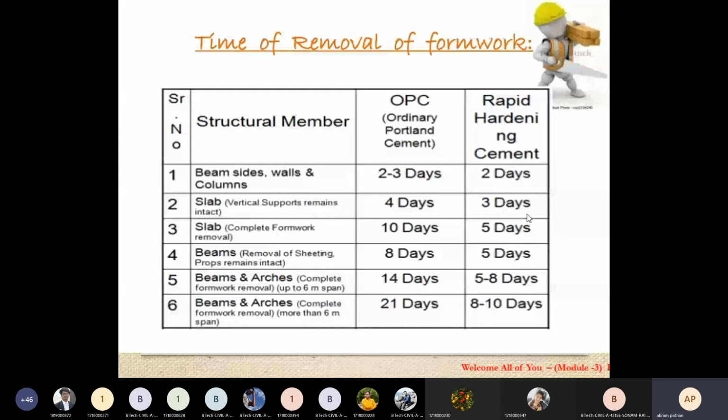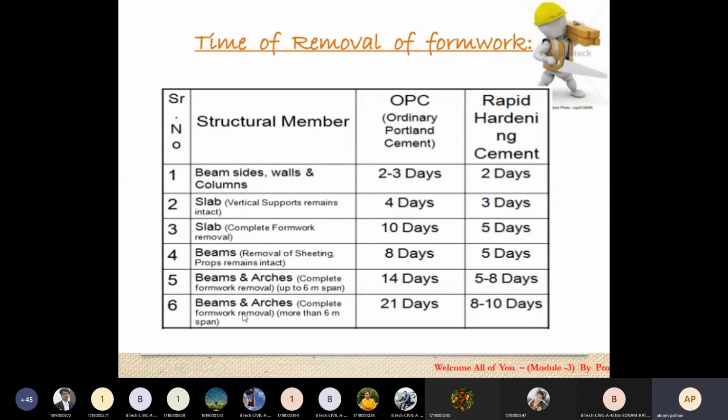Then beams, removal of shuttering with props remaining intact. These are the removal times: 8 days in case of OPC, and in case of the rapid hardening cement 5 days. Then beams and arches, complete formwork removal up to 6 meter span. If you want to remove the complete formwork from the beams and arches, the limitation is that the span of the beam is up to 6 meters. In case of OPC we require 14 days, and if you use rapid hardening cement, 5 to 8 days.